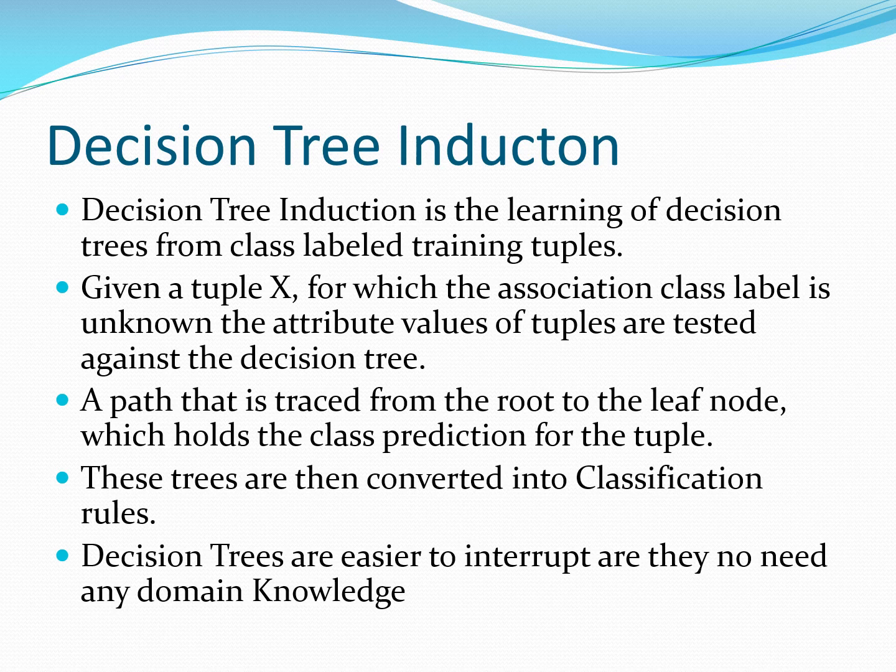Now see what is decision tree induction. Decision tree induction is the learning of decision trees from class-labeled training tuples. Given a tuple x for which the associated class label is unknown, the attribute values of the tuple are tested against the decision tree. A path is traced from the root to the leaf node which holds the class prediction for the tuple. These trees are then converted into classification rules. Decision trees are easier to interpret and they do not need any domain knowledge.